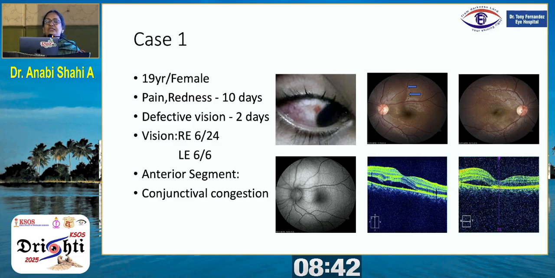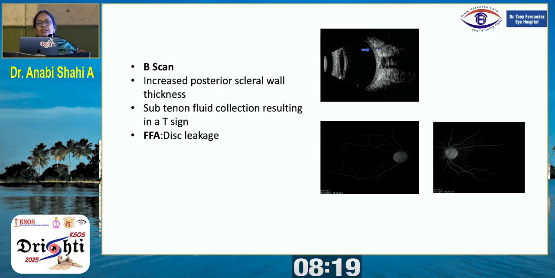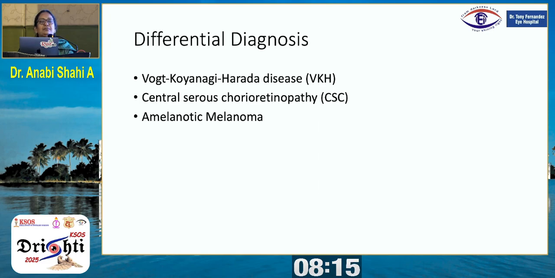So we did an OCT which showed neurosensory detachment in both the eyes. So this is a case of bilateral exudative detachment in a 19-year-old female. So what is the diagnosis? We were a little bit puzzled by the presentation. We did a B scan and it showed increased posterior scleral wall thickness, subtenon fluid collection resulting in a T sign, and FFA was done to rule out any other cause, which didn't show any specific findings.